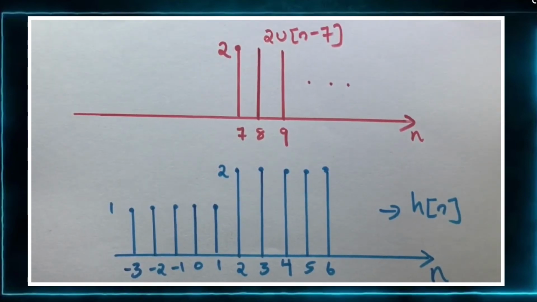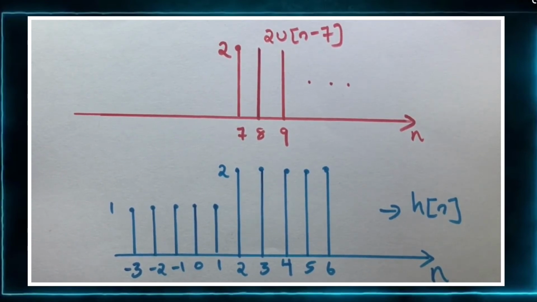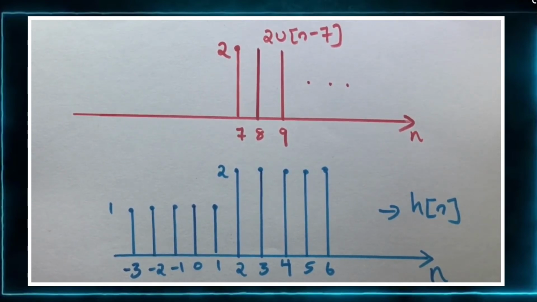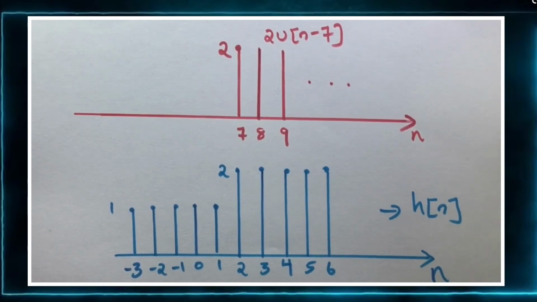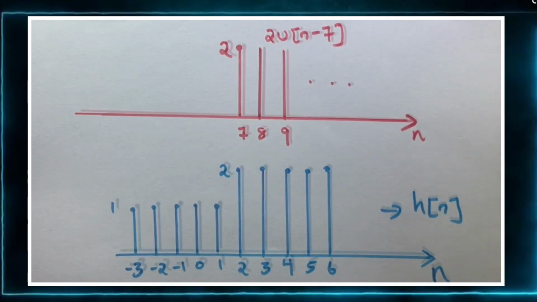Finally, we get our desired impulse response h of n, that is u of n plus 3 plus u of n minus 2 minus 2u of n minus 7 like this. You can see it has non-zero value only for the time interval n equal to minus 3 to 6. From minus 3 to 1, its amplitude is 1, and from 2 to 6, it is 2.